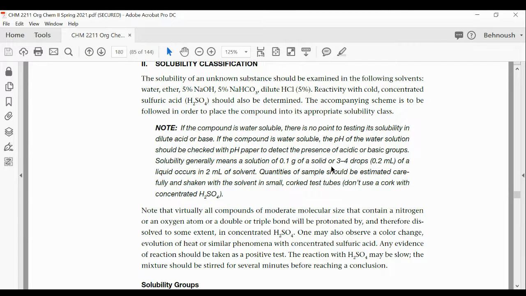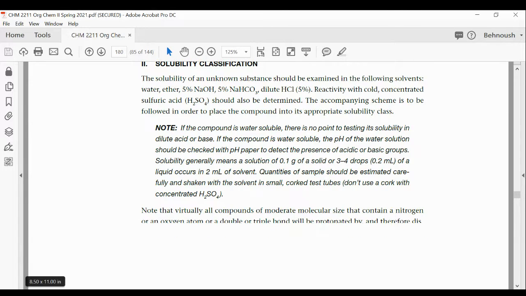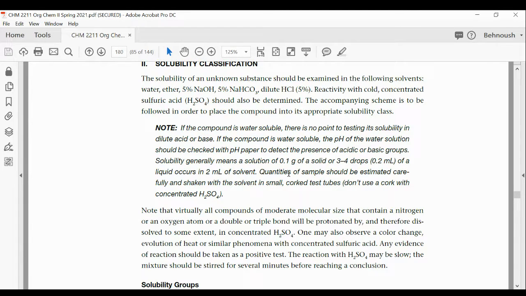What's the difference between sodium bicarbonate and sodium hydroxide? Which one is the stronger base? Sodium hydroxide or sodium bicarbonate? Sodium bicarbonate is a weak base. Sodium hydroxide is a strong base. Yes, sodium hydroxide is a strong base.